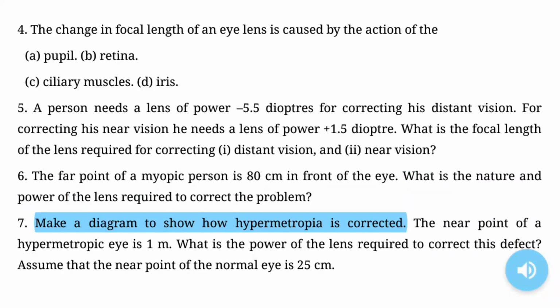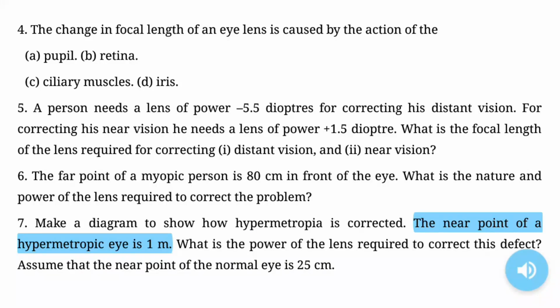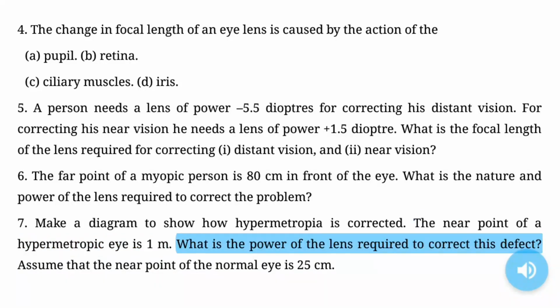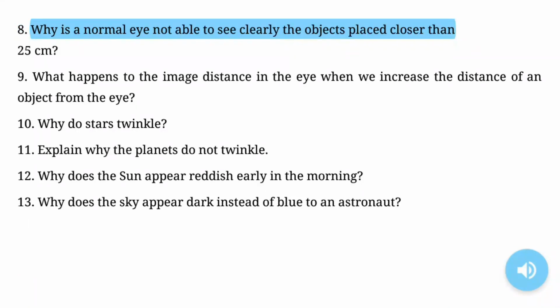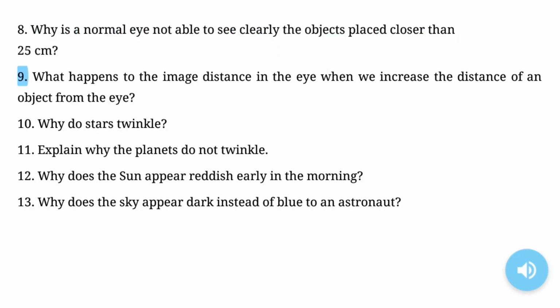7. Make a diagram to show how hypermetropia is corrected. The near point of a hypermetropic eye is 1 m. What is the power of the lens required to correct this defect? Assume that the near point of the normal eye is 25 centimeters. 8. Why is a normal eye not able to see clearly the objects placed closer than 25 centimeters?